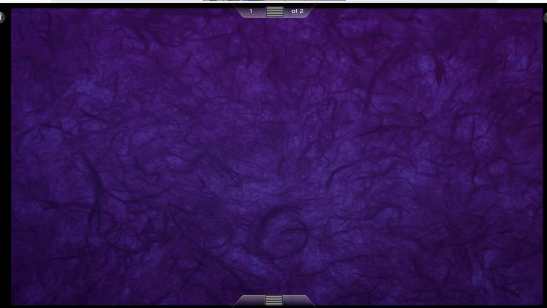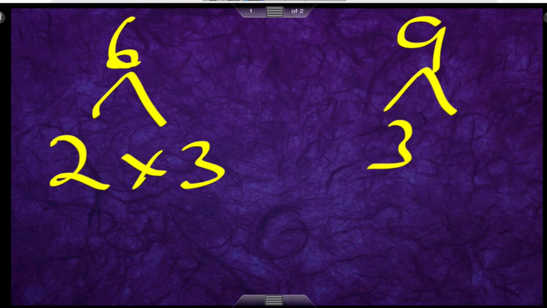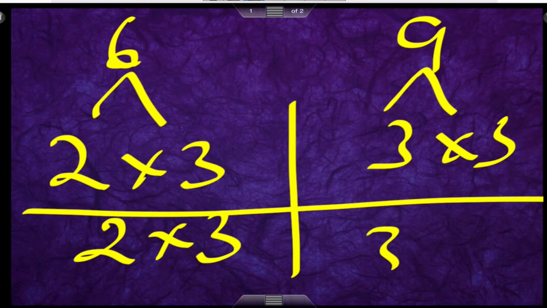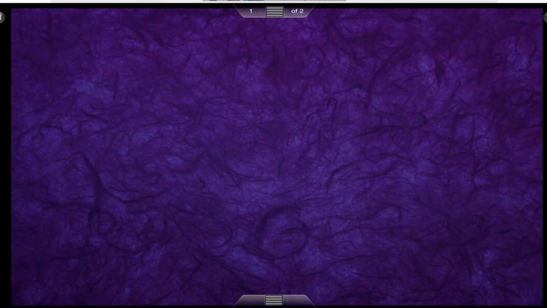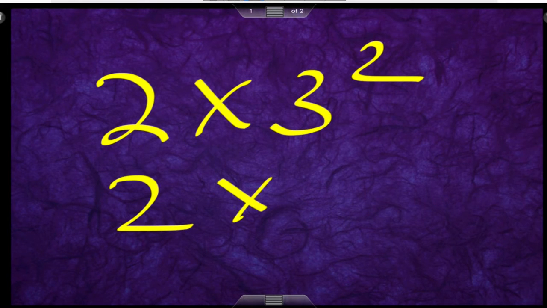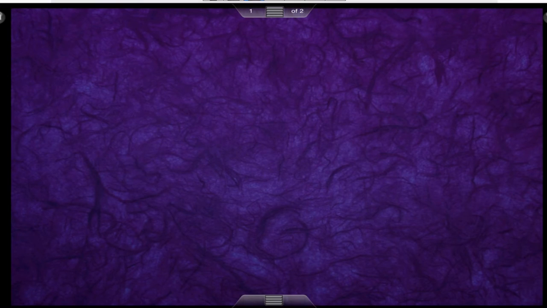But let's try factoring it out. So 6 is 2 times 3, and 9 is 3 times 3, which is 3 squared. So if you look at it, I need to use the 2, and then you see the 3s, 3 squared is the bigger one. So if I use that, I have 2 times 3 squared, so it's 2 times 9, which again is 18. Okay, one more.